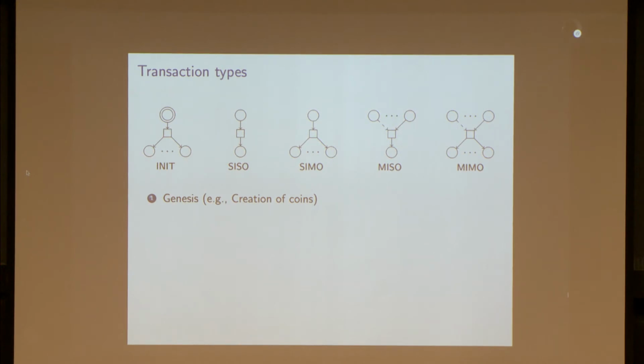In particular, we define several transaction types, that's defined in this slide. The first one, the init, represents what we call the genesis. For example, in a system like Bitcoin, this will represent the creation of coins at the beginning of the system. We also have a transaction with a single input and a single output. And this allows us to model that a user, for example, Alice, pays to Bob the exact amount of coins, so transfer the ownership of coins from Alice to Bob.